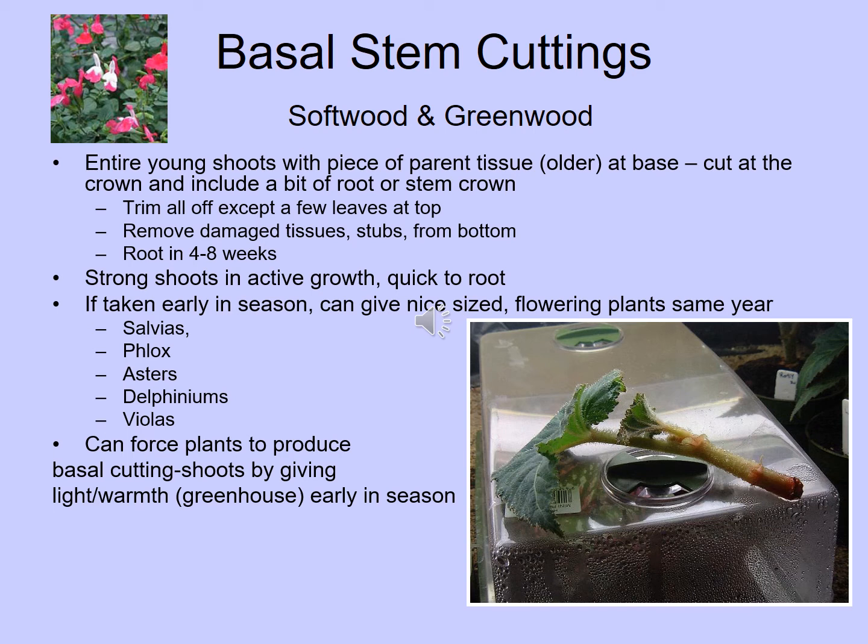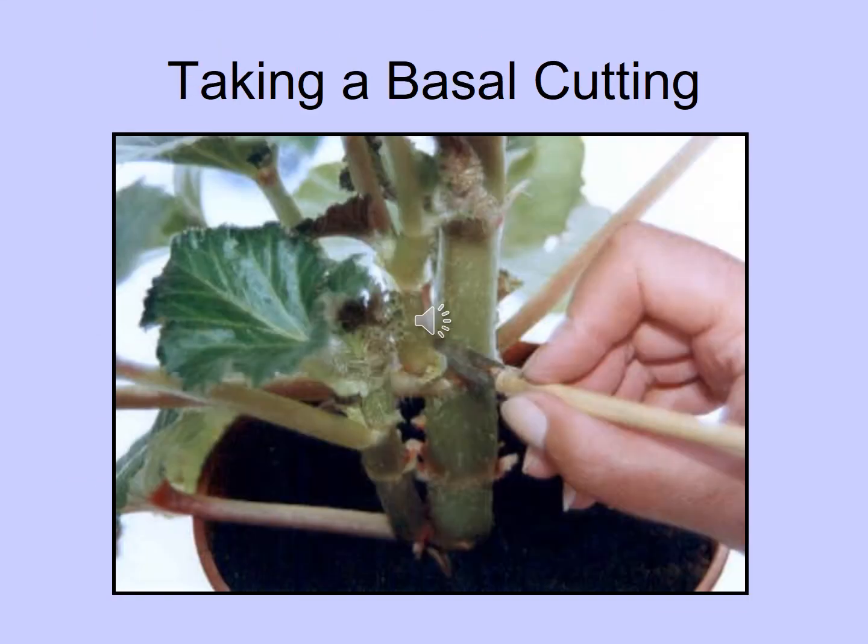Phlox, asters, delphiniums, violas, those all are plants that are propagated very easily from basal stem cuttings. And these produce more mature plants more quickly than if you did it through other methods. This is an image of someone taking a basal stem cutting, and you can see how they're cutting into the tissue of the branch that that stem is attached to, and some of that base tissue, the basal tissue that's right around the bottom of the actual cutting that you're going to use to propagate.